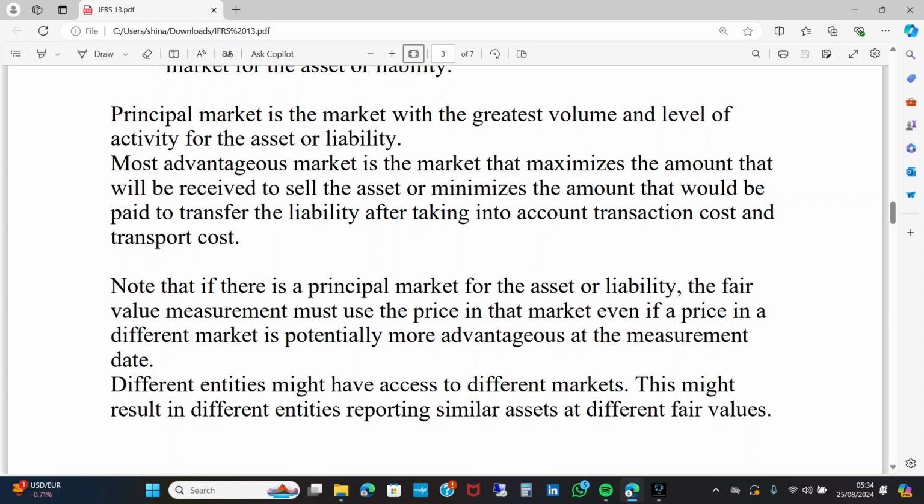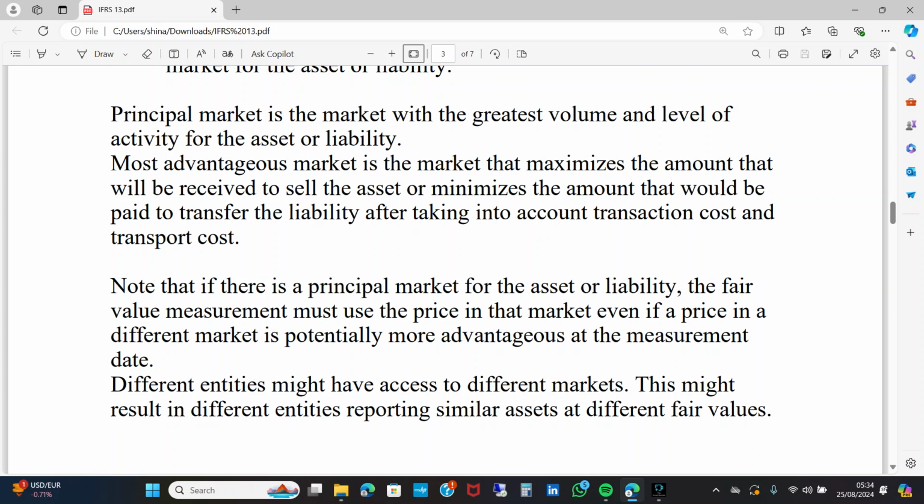Most advantageous market is the market where you are going to get the highest amount of net cash received. That is the market that when you sell, you are going to make the most money in terms of cash that you will take home. Please know the word cash that you will take home. That means it is the market that after you have removed all your costs, will give you the highest amount after you have deducted all the expenses you have spent. And we have two expenses under fair value. That's transport cost and transaction cost. That's what we are going to look at next.